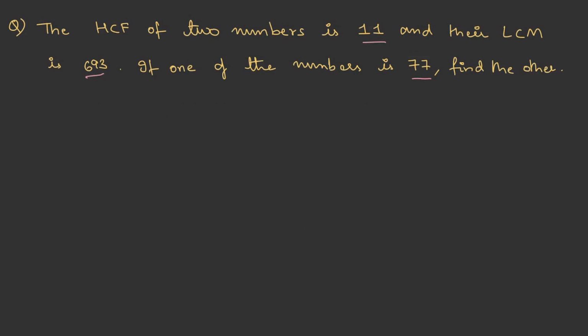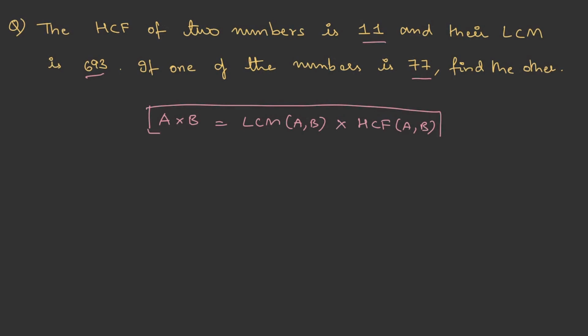The formula is, when we have two numbers and we multiply them, a into b is equal to the LCM of a and b into the HCF of a and b. So when you multiply HCF and LCM, it basically gives the product of the numbers. A very important observation. Try to memorize this. Now using this formula, I can find out the answer.